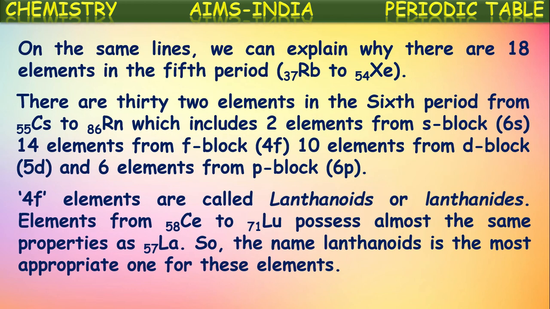4f elements are called lanthanoids or lanthanides. Elements from cerium to lutetium possess almost the same properties as lanthanum. So the name lanthanoids is the most appropriate one for these elements. So these 14 elements are written down at the bottom of the table. So all these elements resemble the properties of lanthanum almost. That's why they are called lanthanoids. The elements after lanthanum, those 14 elements are called lanthanoids. What are those? Cerium to lutetium.